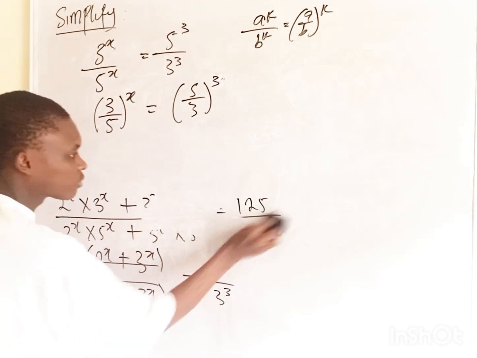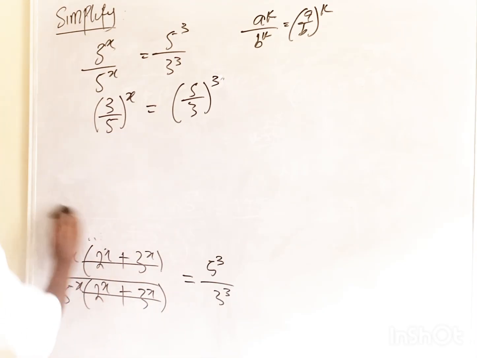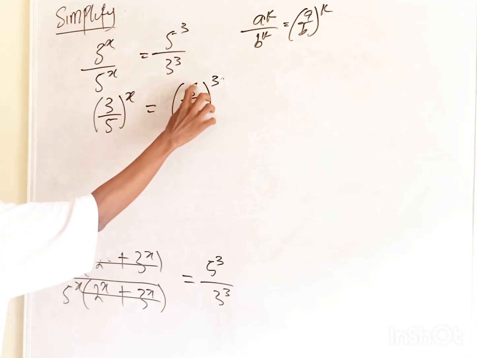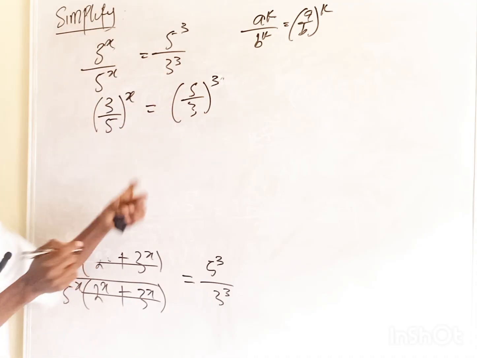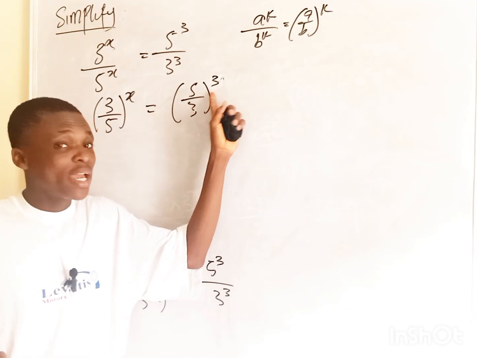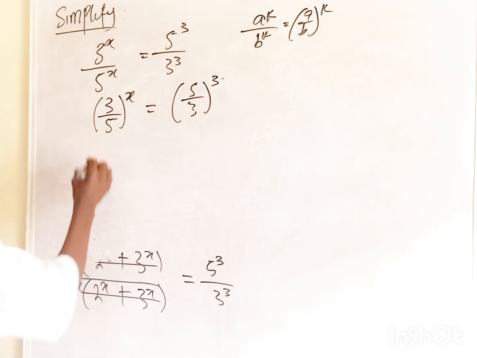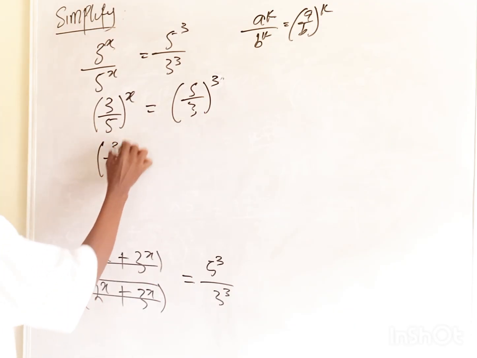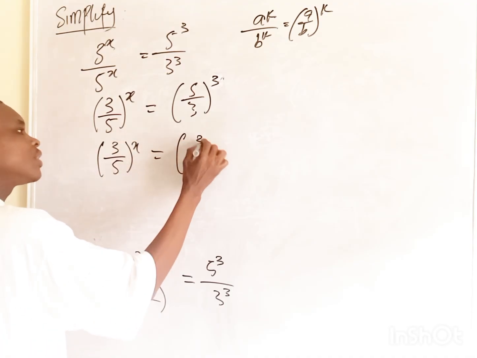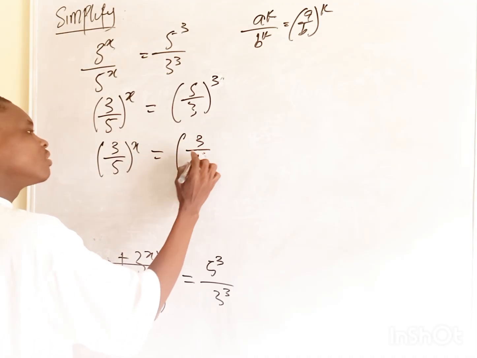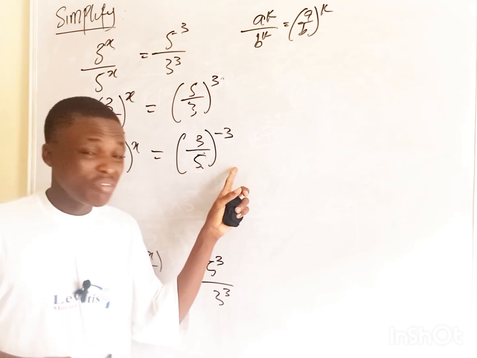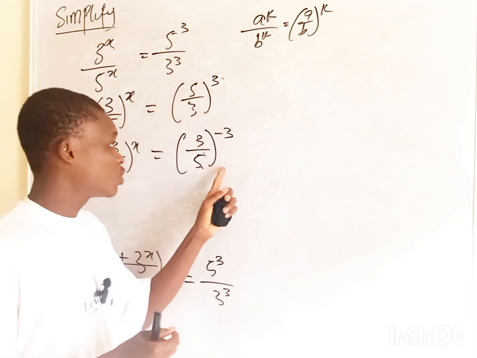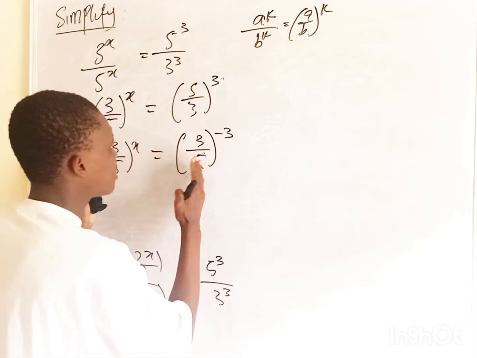Alright, so from here, what do we do? They are not the same, so what do we do? Let's take the inverse of it. If we take the inverse of it, this positive 3 here becomes negative. So this becomes 3 all over 5 all to power x equals 3 all over 5 raised to the power of negative 3. So this is the negative index. The positive index is this. So we change it so we can make the two bases the same.